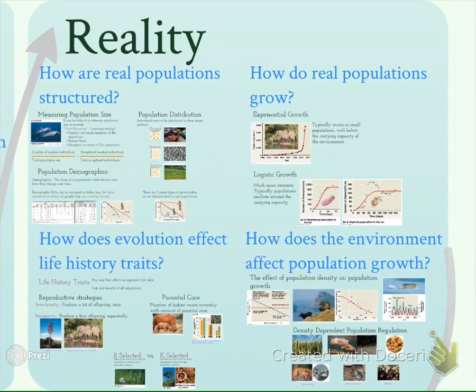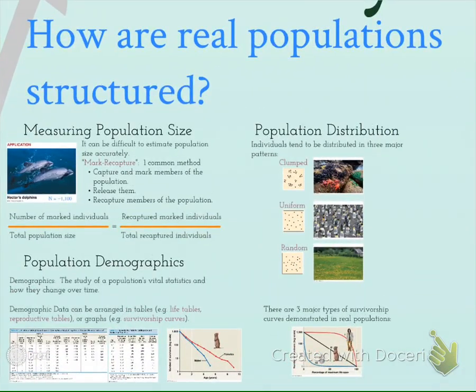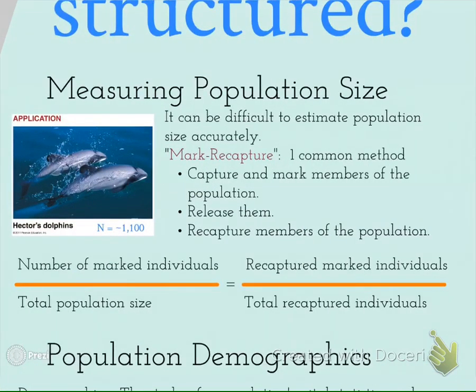So reality. Populations are structured differently, so it becomes extremely difficult to get a relatively accurate measure of population size. One method that's common among biologists is called mark recapture. You go out, you mark a lot of individuals of the same population, you track them over time, and then you go out and recapture them, and you see, did the population size grow?